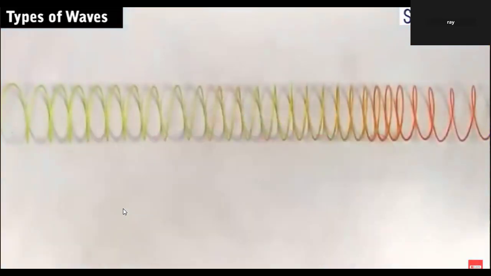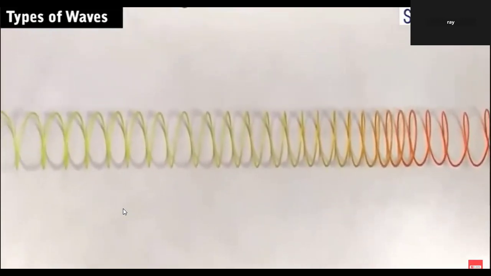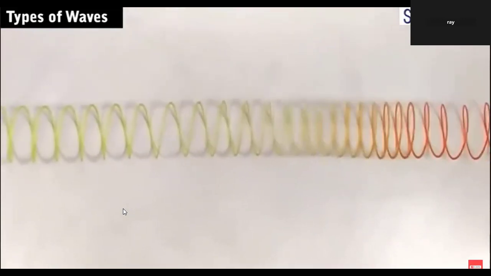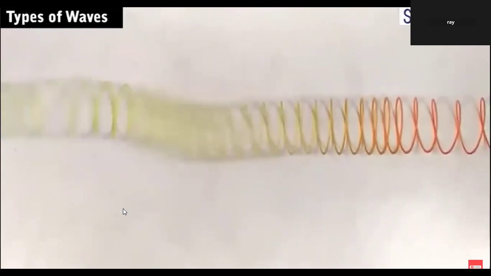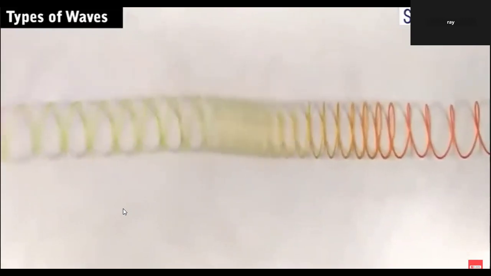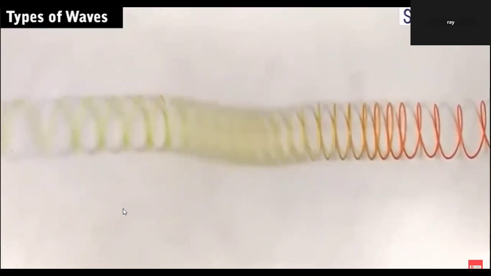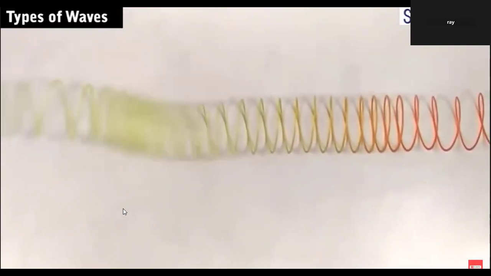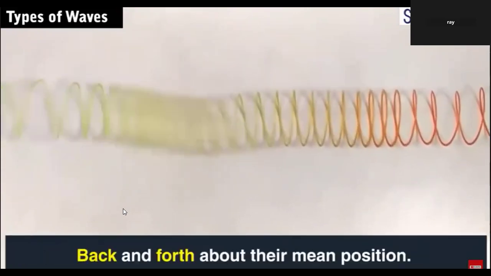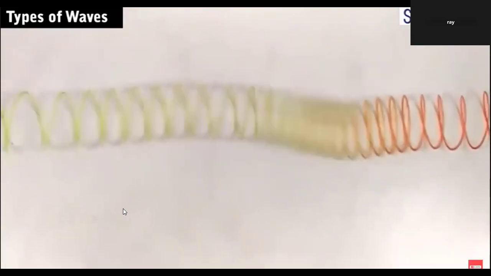Now consider the case of a slinky whose one end is fixed to a point. What happens? Now I give a sharp push to it, and what do we observe? Yes, you observe that some sort of disturbance is carried forward from one end of the slinky to the other end. What is this disturbance? This disturbance is carried forward while all the rings of the slinky are moving back and forth about their mean position. But the disturbance gets carried forward.